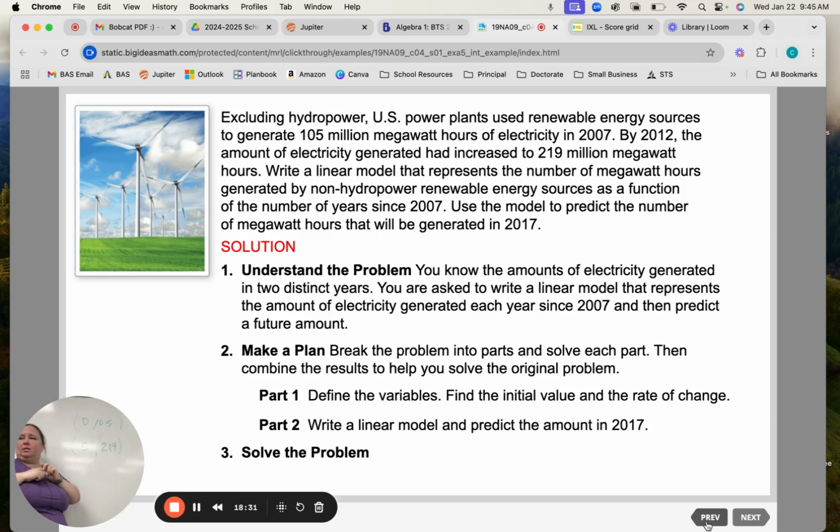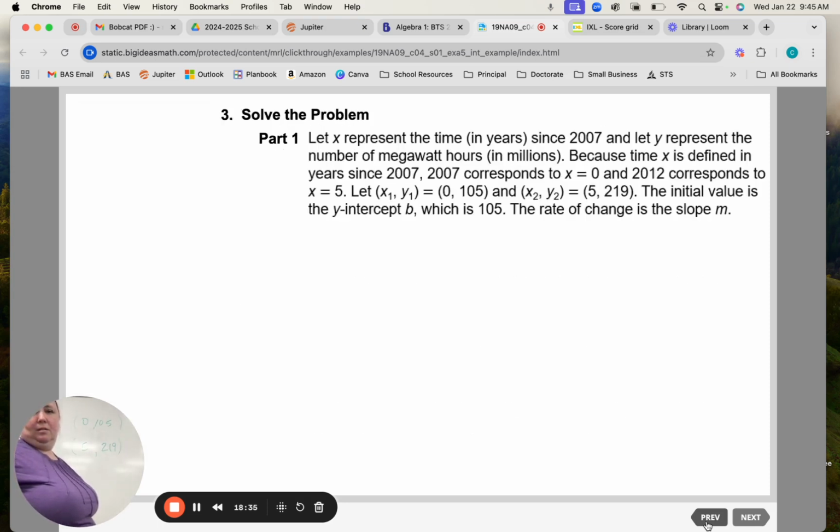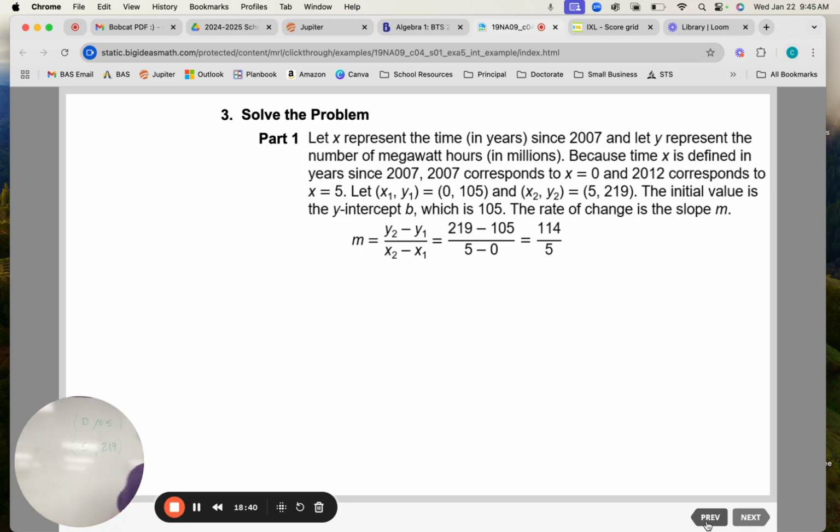So now do we have 2 points? Yeah. Can we find our slope-intercept form? Yeah. All right, so we're going to do 219 minus 105 over 5 minus 0. What's 219 minus 105? 114. Over 5. I don't know why I put 5 there. 114 over 5. 115 would be better, it would divide so much prettier. So my slope is 114 over 5. So y equals 114 over 5x.